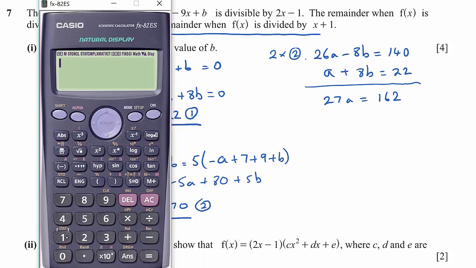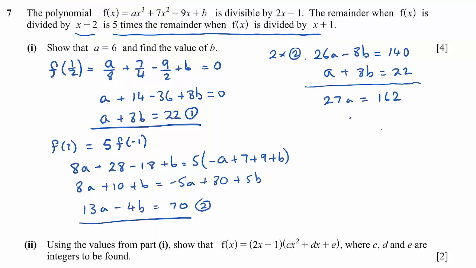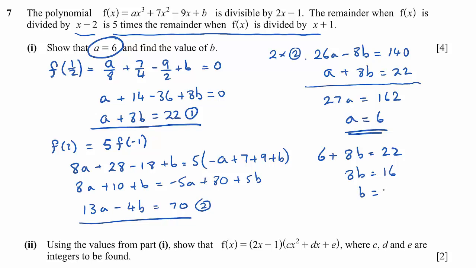So let's see, 162 divided by 27 is equal to 6. So a is equal to 6, which is good news because that's what we had here. And then find the value of b. So I've got 6 plus 8b is equal to 22. So 8b is going to be 16, and that means that b is equal to 2.